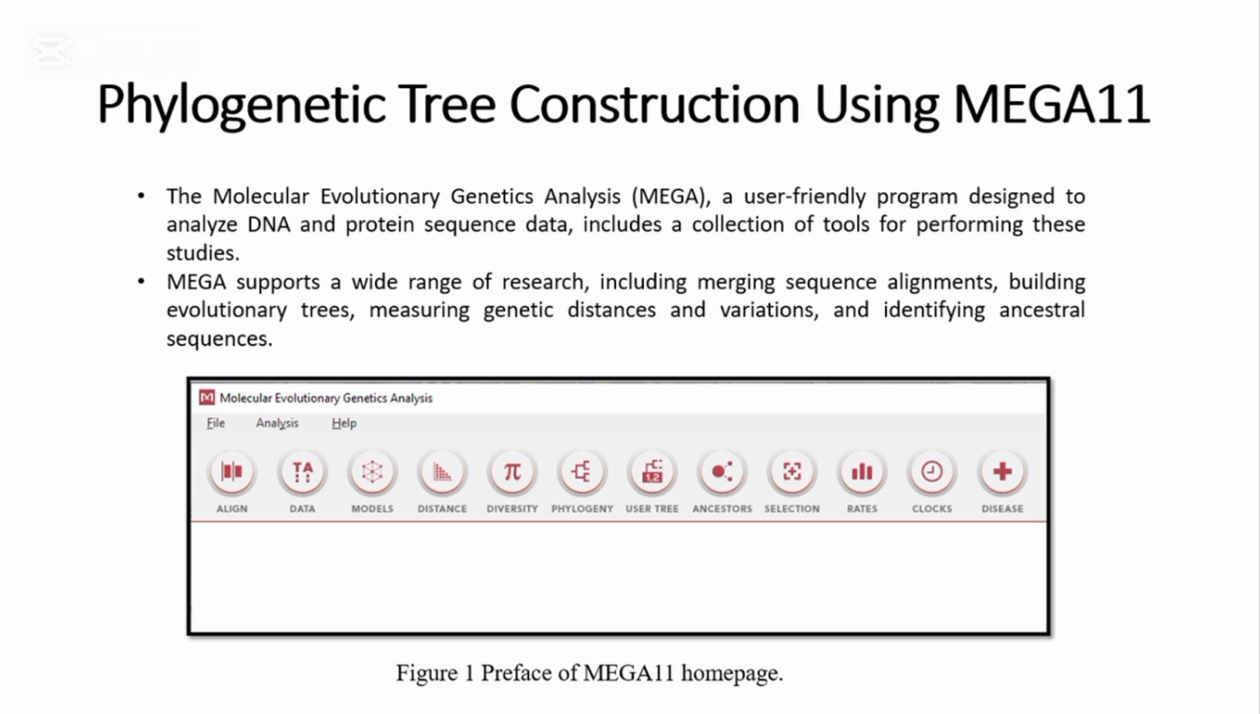Phylogenetic tree construction using Mega 11. Mega 11 basically stands for Molecular Evolutionary Genetic Analysis. It is a user-friendly program designed to analyze DNA and protein sequence data and includes a collection of tools for performing these studies. Mega supports a wide range of research including emerging sequence alignment, building evolutionary trees, measuring genetic distances and variations, and identifying ancestral sequences.